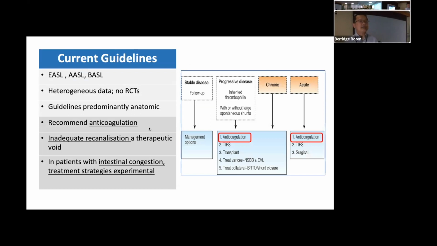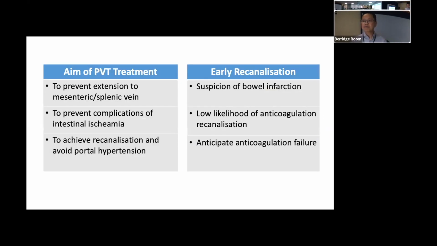The current guidelines are quite variable because of the heterogeneous data. It is mainly based on consensus rather than evidence, and the majority of them will recommend anticoagulation. Inadequate recanalization remains a therapeutic void, because not everyone can achieve full recanalization. And in patients that present with associated intestinal ischemia or congestion, the treatment strategies remain experimental.